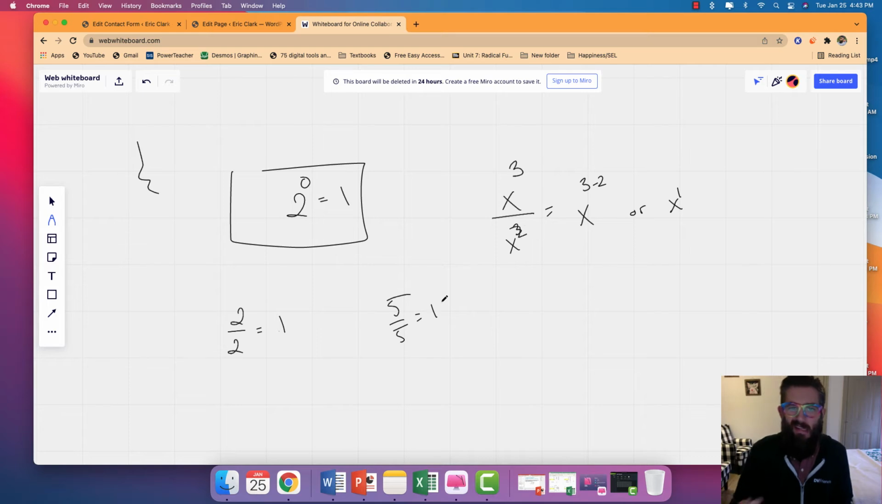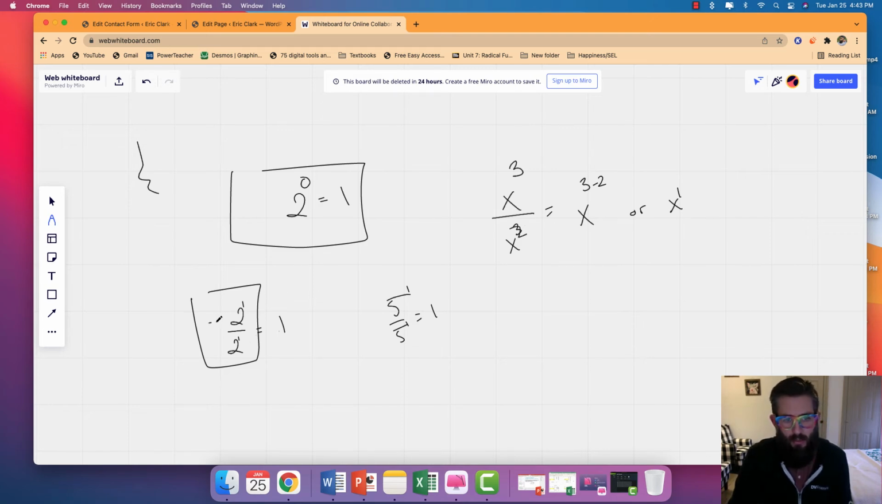Now, one thing that is not super present is the fact that there's an invisible power of 1 for each of these values. So it's 2 to the first power divided by 2 to the first power, 5 to the first power divided by 5 to the first power. So I'm going to show you how to use the quotient rule to rewrite this quotient so it's 2 to the 0 power.